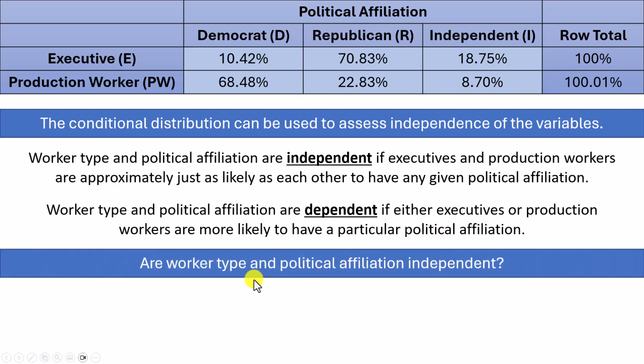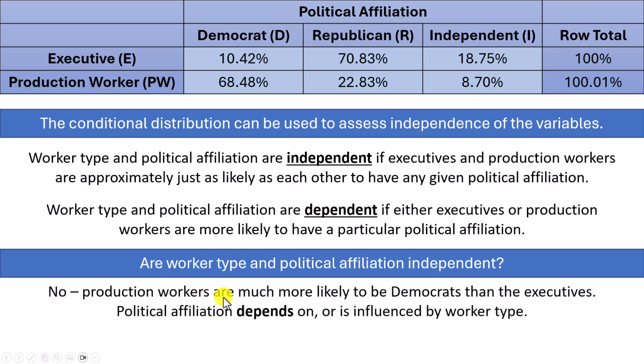So we could ask ourselves, are worker type and political affiliation independent or dependent based on our conditional distribution? Well, in this case, they are not independent. Production workers are much more likely to be Democrats than the executives are. If we look at the numbers here, we can see that 10.42% of the executives are Democrat, whereas 68.48% of the production workers are Democrat. In other words, if you're an executive, you are much less likely to be a Democrat than if you are a production worker. So we could say that your political affiliation depends in some degree on if you are an executive or a production worker.